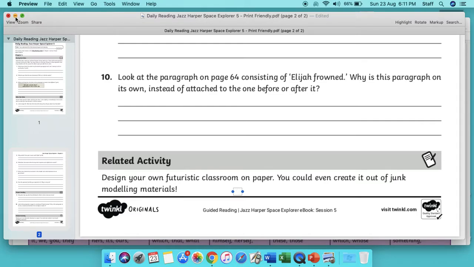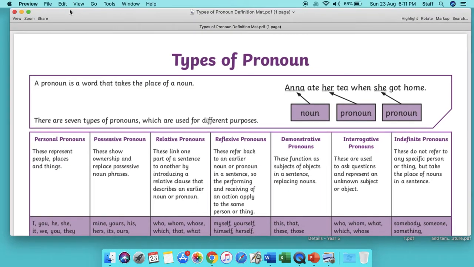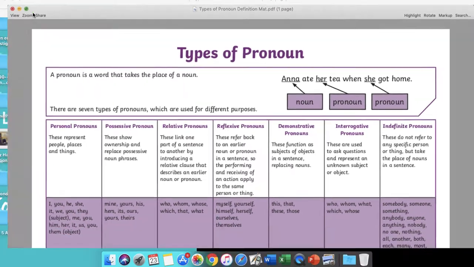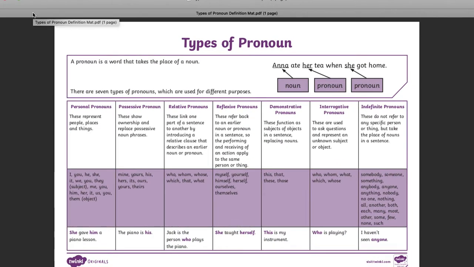What I do want us to look at today is pronouns, and different types of pronouns. Now, I'm going to bring this up here. Our aim is to be able to identify different types of pronouns, and to identify a pronoun. And it even says it here: a pronoun is a word that takes the place of a noun.